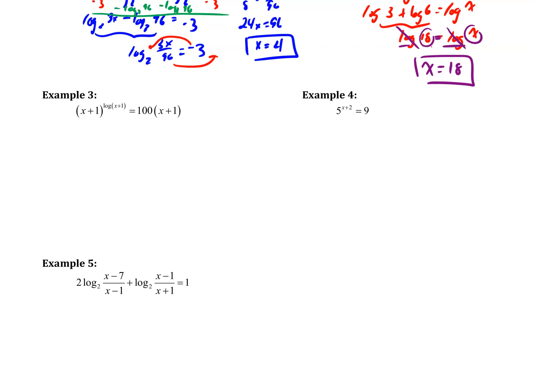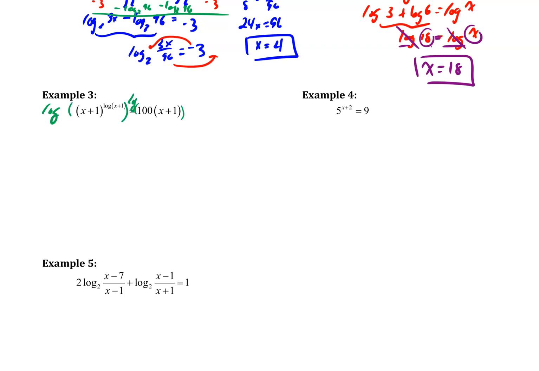Let's see. So I can't simplify anything here with this weird exponent. I can't really do much. So the best thing I can do is take the log. Now if I take the log of both sides, I've got to keep it balanced. So I can take the log of this side and I take the log of this side. So all of this and all of that.